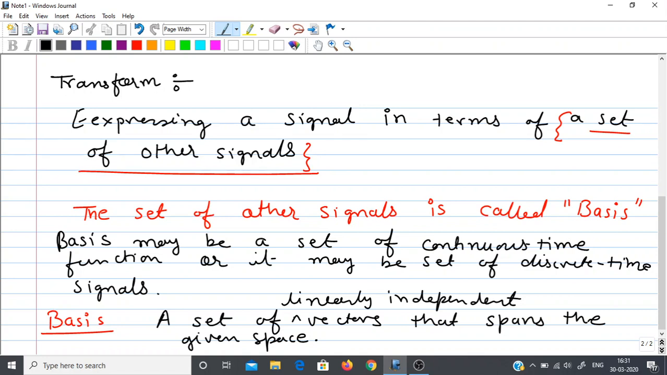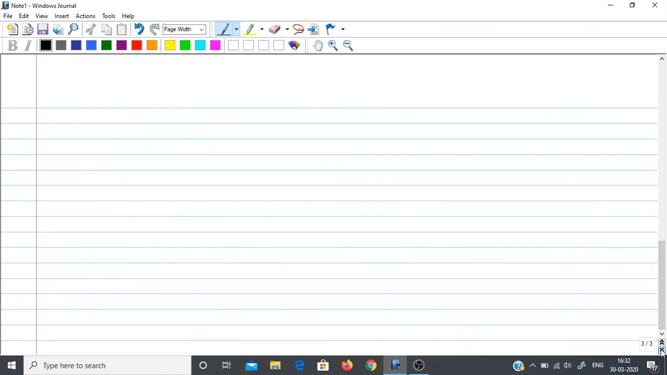Now there is a term, linearly independent. So we shall see what you mean by linearly independent vectors. And here the vectors could be a set of continuous time functions, or these vectors could be a set of discrete time signals. So what do you mean by linearly independent vectors? What is linear independence?